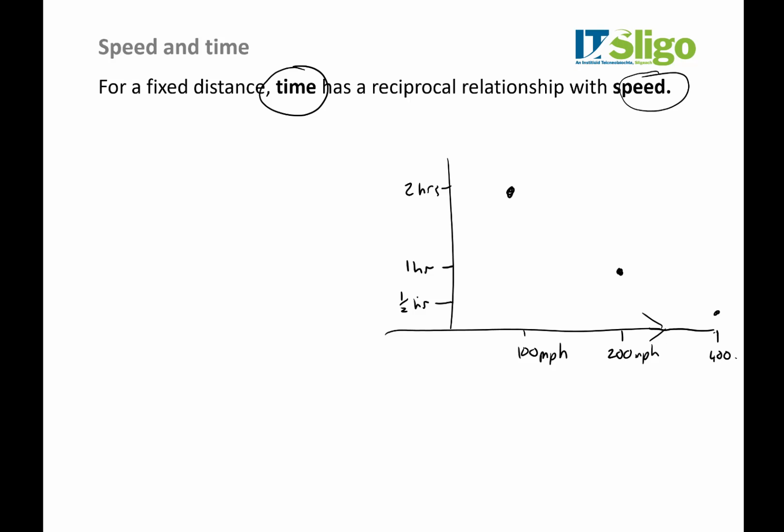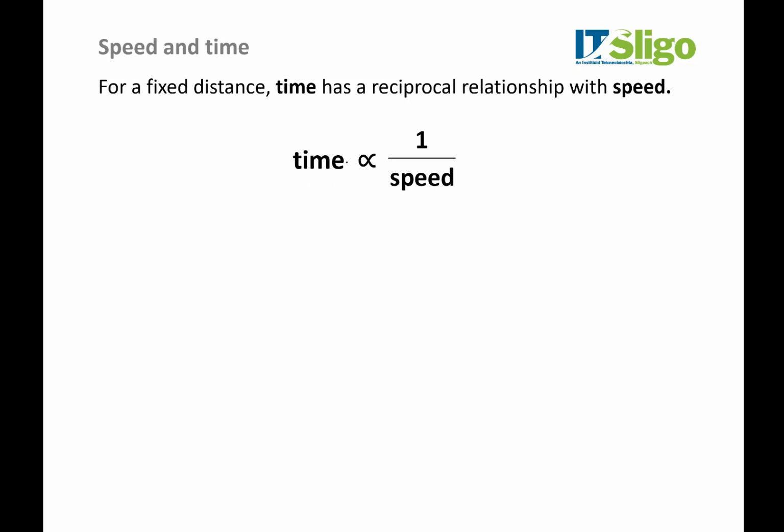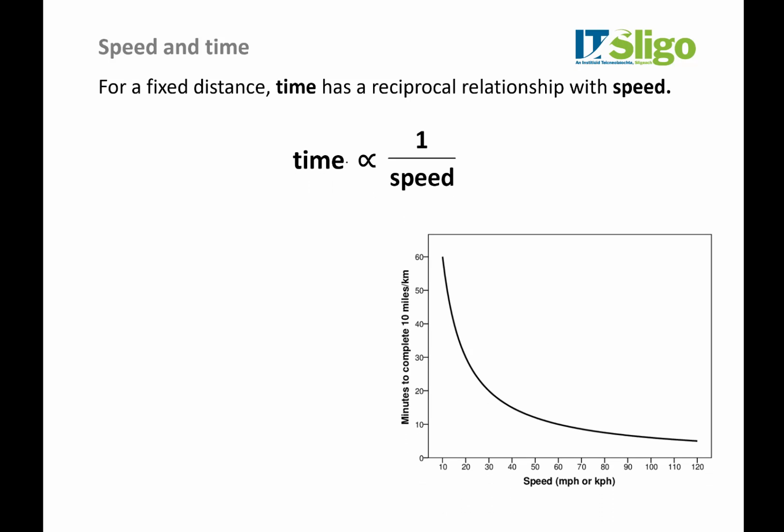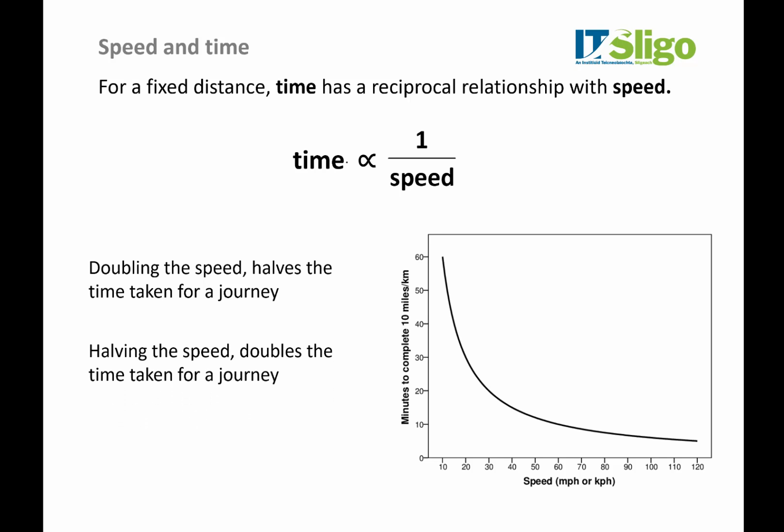And that's the idea. When we increase the input, the output decreases. One thing to note here, and it's not very common, but time is on the output axis in this case. So time and speed have a reciprocal relationship. Doubling the speed halves the time taken for a journey. Half the speed doubles the time taken for a journey. So you intuitively know this, but you wouldn't recognize it as a reciprocal relationship. So there's just saying time is an output.